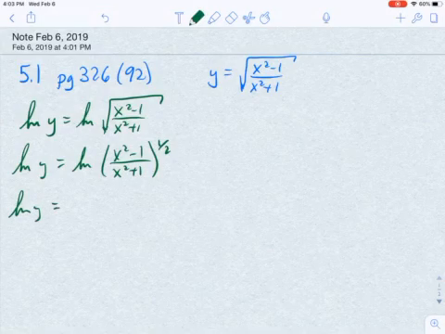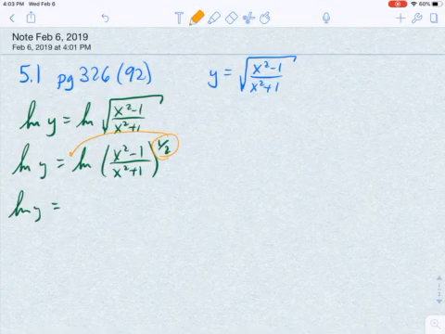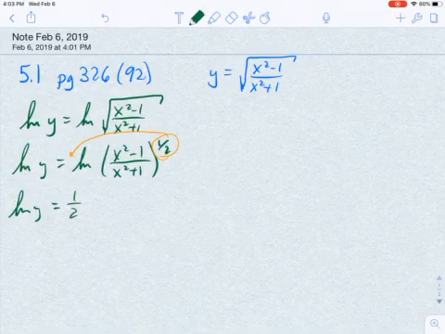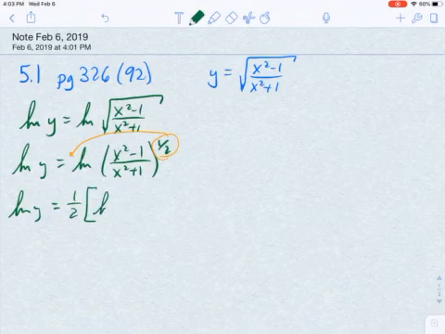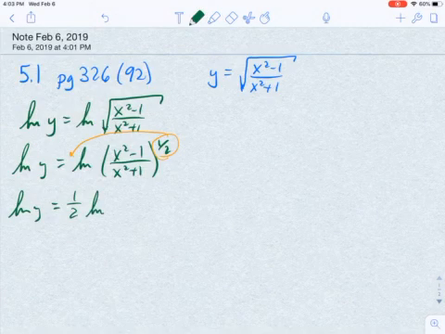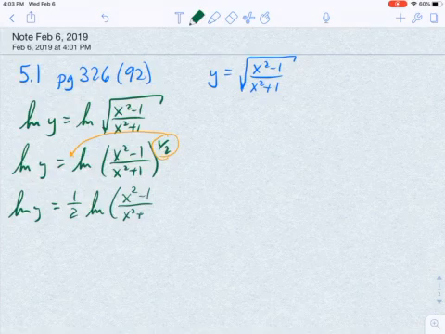Okay, now the power of the log says you can take that 1/2 and put it out front. So we'll do that. So 1/2. And we better put a bracket here to show that, and I guess I don't really need a bracket yet. 1/2 natural log of x squared minus 1 over x plus 1.